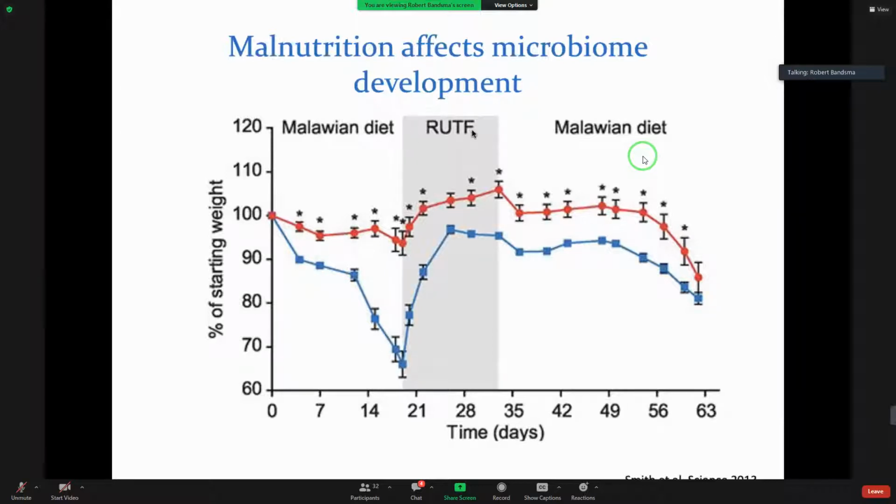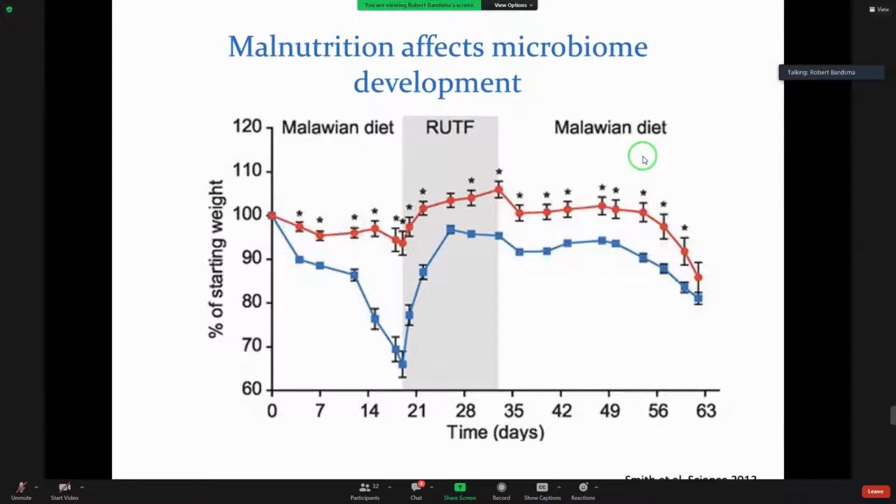RUTF stands for ready-to-use therapeutic food. That's used commonly in low-resource settings to manage children who are severely malnourished, to nutritionally rehabilitate them. I can give you some history on RUTF perhaps at the end if people want to know about it. So it's a high caloric feed. You can see that the weight caught up, but not to the same degree in the mice that had the poop from the malnourished children. And then again, they regressed back once put back on the Malawian diet, much more so. Although at the end, they reached the same state here.